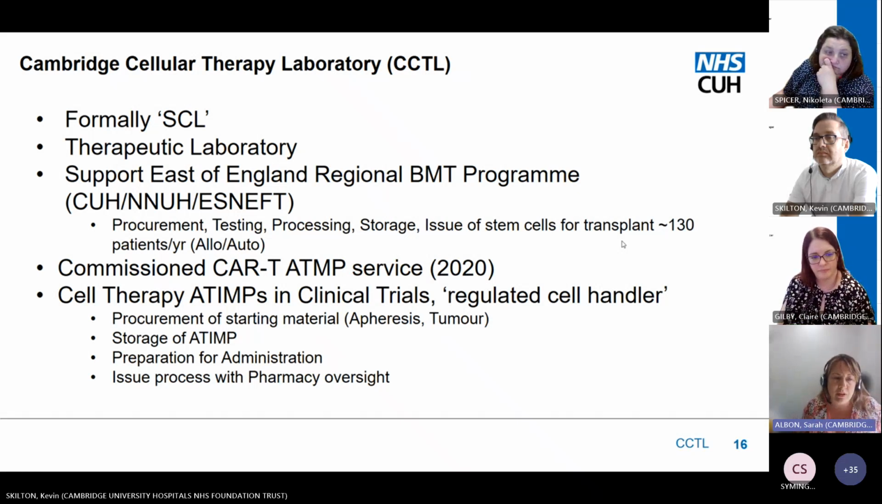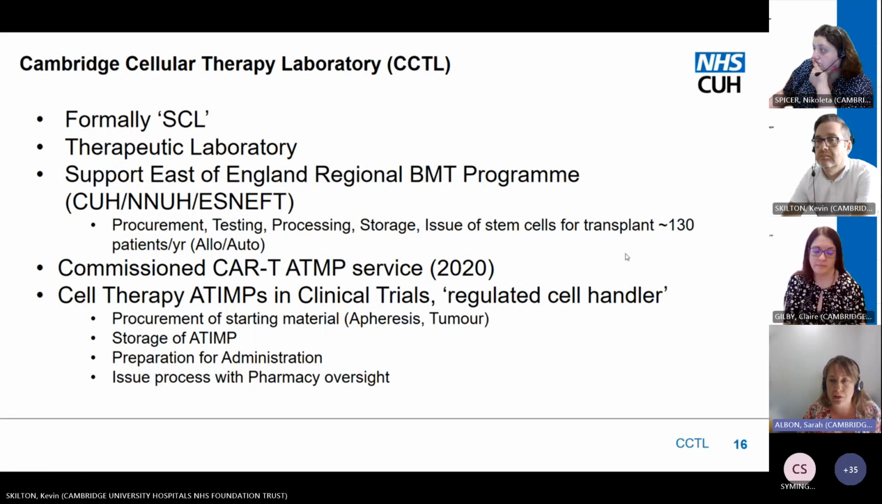We are integral into the commissioned CAR T service for the Trust. This started in 2020 and has also continued to increase in numbers and diversity, which is great. And we're also integral into the facilitation of cell therapy trials across the Trust as well, where we operate as a regulated cell handler. And this basically means that we're responsible for the procurement of any starting materials from our patients, including apheresis and tumour. We store the advanced therapy medicinal products in liquid nitrogen. We can prep them for administration, and then we can issue them to the patients under the pharmacy service.